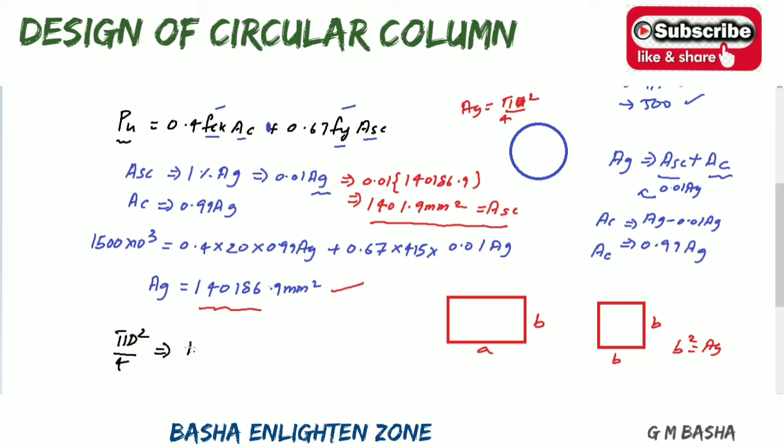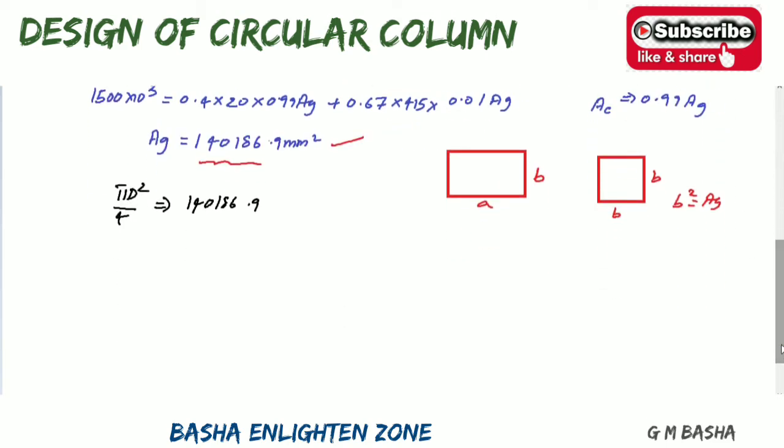That one will be equal to 140186.9. Then simplify that one, find out the d value here. So cross multiply the 4, so this will be 4 into this value, and send pi to the downward side. Finally d square equals some value, and d equals the square root of this value. If you simplify directly using your calculator, you will get approximately 422 or 423 mm.